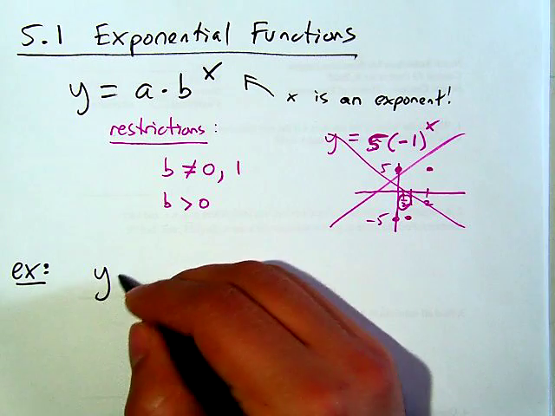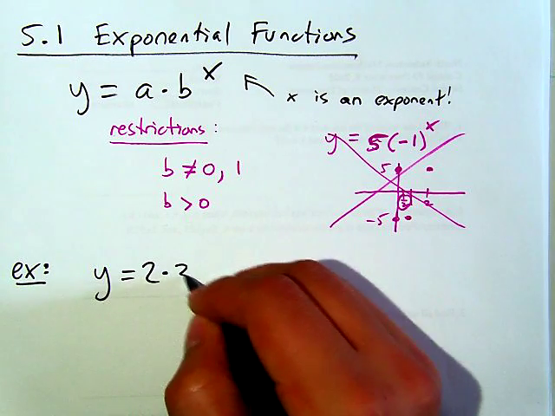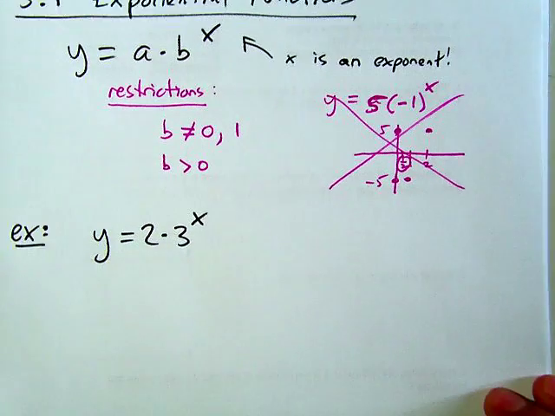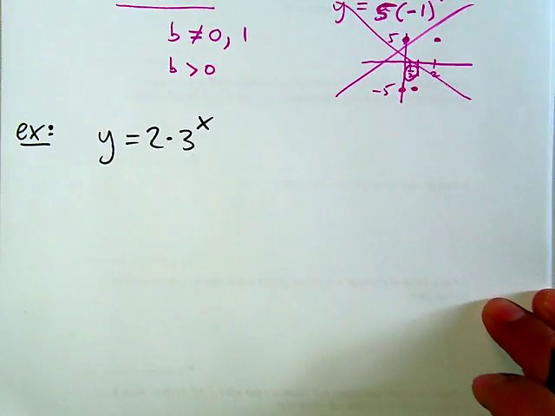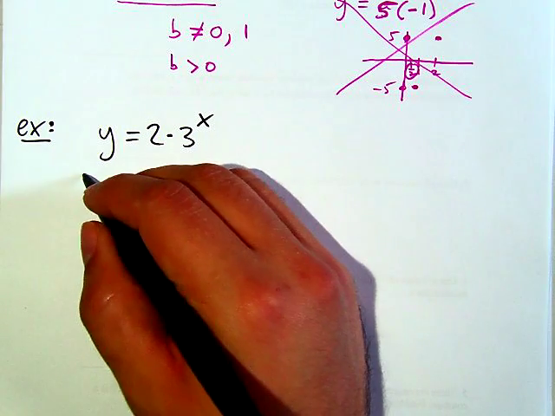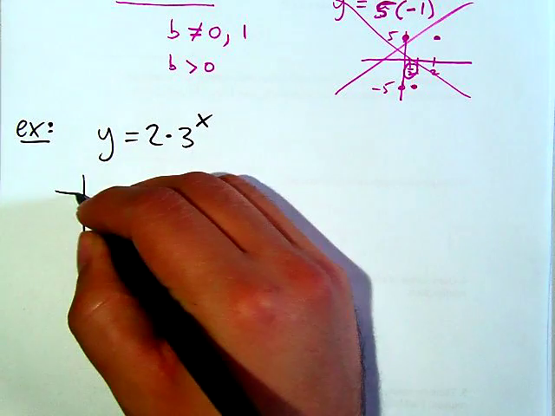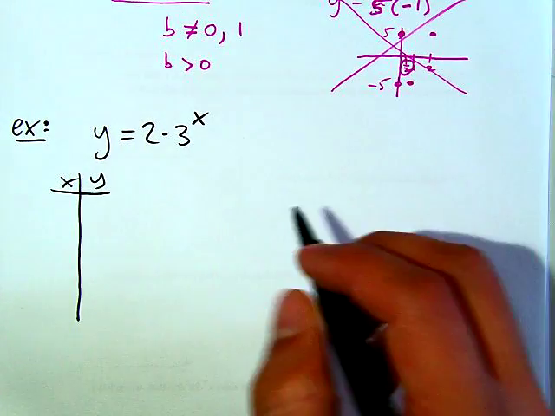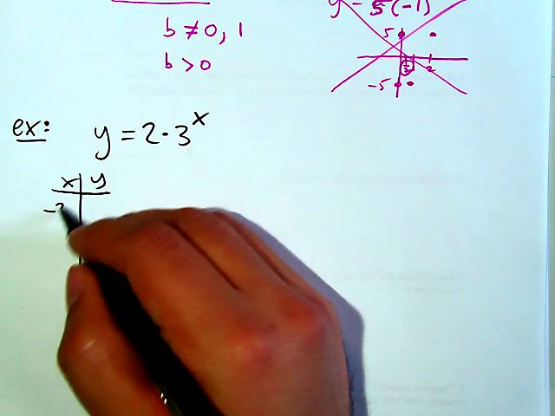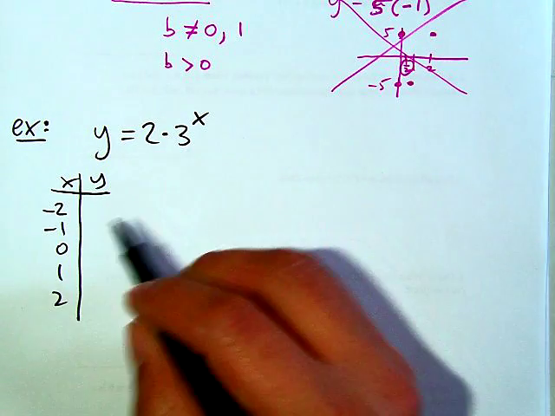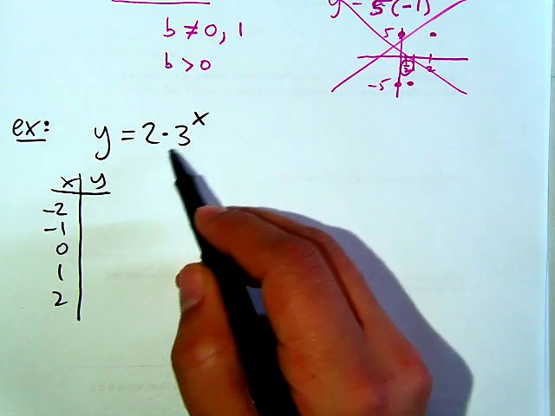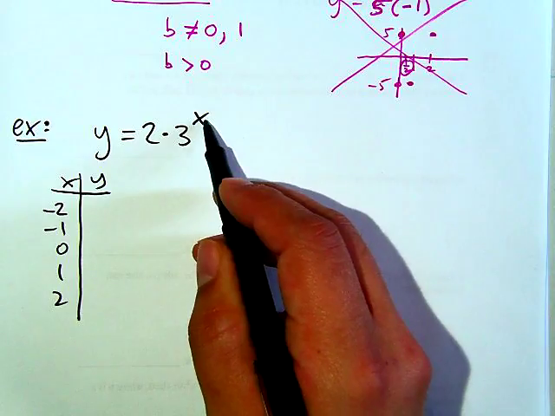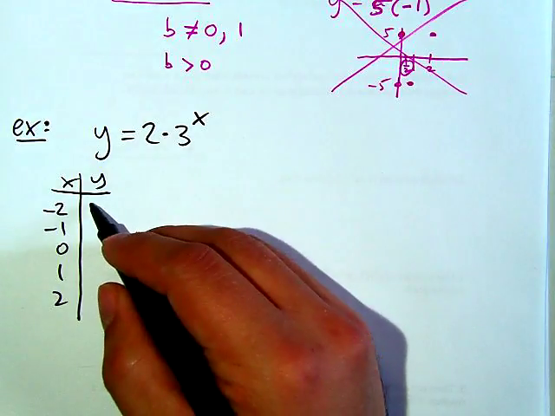Let's start with y equals 2 times 3 to the x. Let's say you wanted to graph that. Okay, so I'm going to just do this the old-fashioned way until we start to kind of see what the patterns are and what these things look like. So I'm going to make a table, and I'm going to plug in x equals negative 2 into the exponent for x here. Let's see what I get.